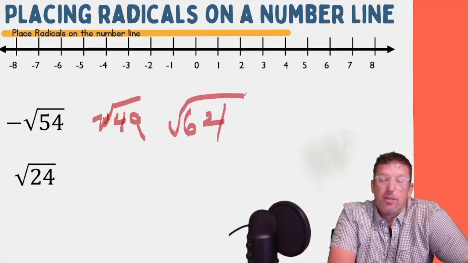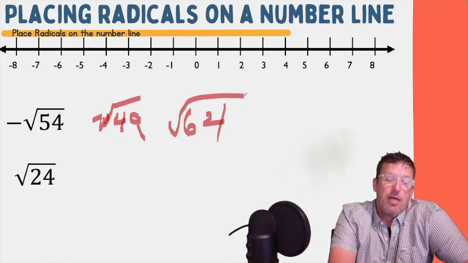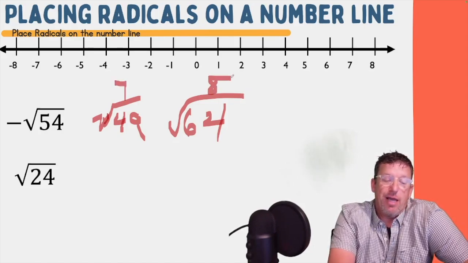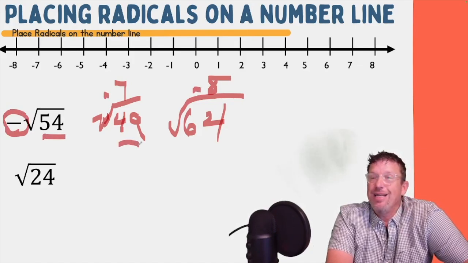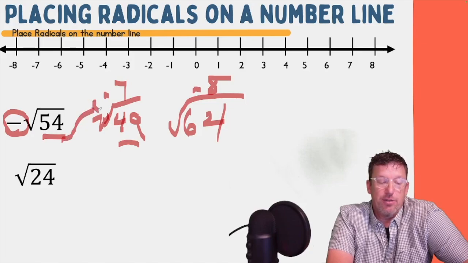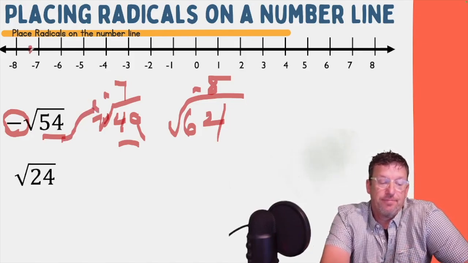So those are our two radicals on either side of it, radical expressions. This would be 7, and this would be 8. The square root of 49 is 7, and the square root of 64 is 8. But remember, we have this opposite, so we're dealing with -7 and -8. 54 is a little bit closer to 49 than it is to 64, so it's going to be a little bit closer to -7. So that one would probably go about right there.